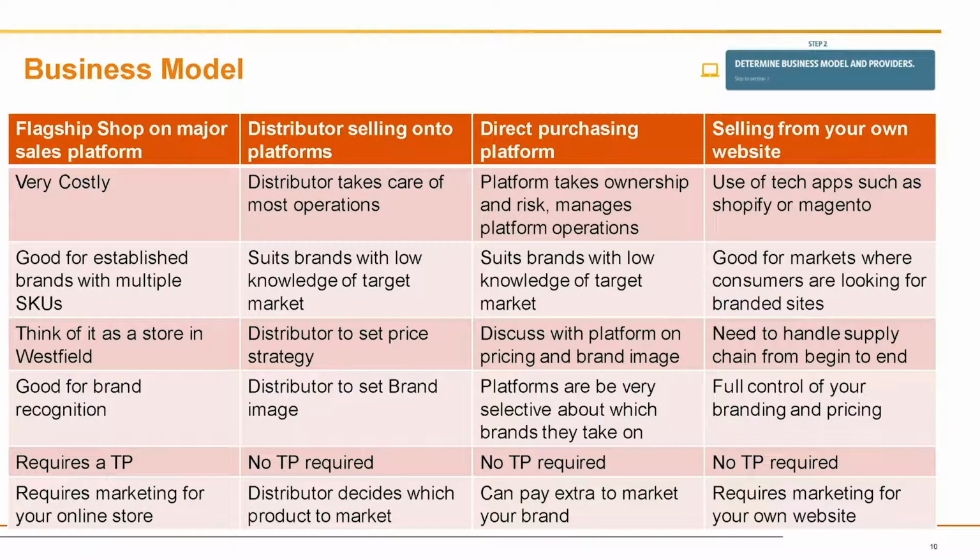So in summary, there are 4 major business models in terms of e-commerce. Of course, people can get innovative and creative and have other business models, but these 4 are the most used business models online in China. So the first option is to set up your own flagship store in one of the platforms, for example, Tmall or JD.com. It is very expensive.